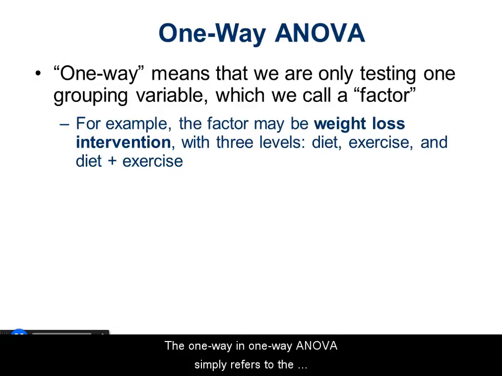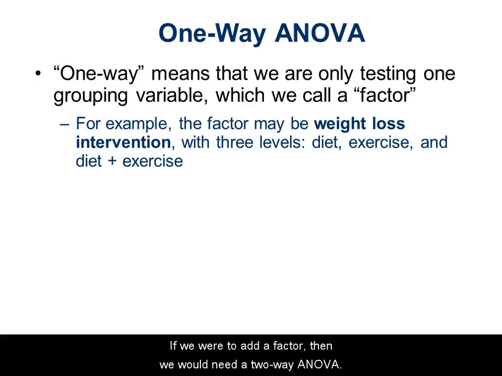The one-way in one-way ANOVA simply refers to the fact that we're testing one grouping variable, which we call a factor. In many cases, the factor is also thought of as the independent variable. For example, the factor may be weight loss intervention with 3 levels: diet, exercise, and diet plus exercise. We only use one-way ANOVA when we have one factor. If we were to add a factor, then we would need a two-way ANOVA.